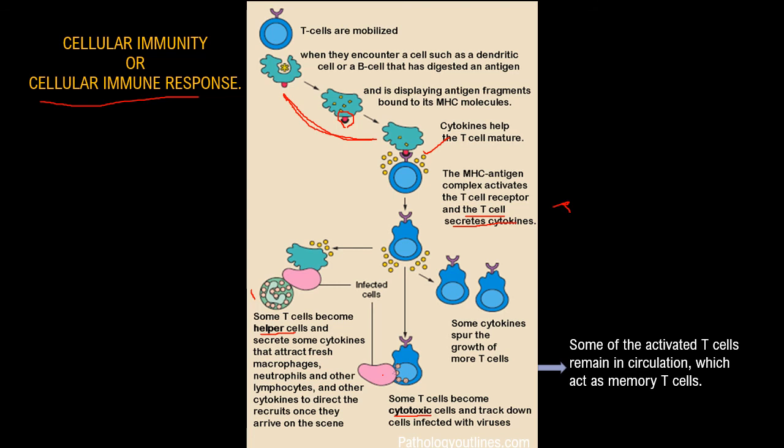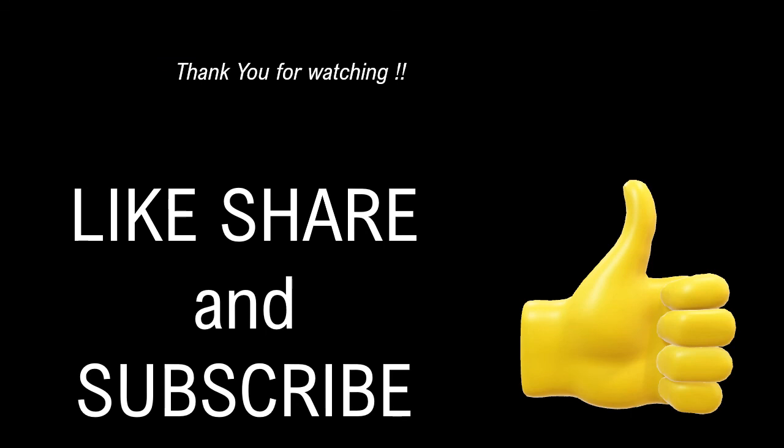When a T cell comes into the picture, you can memorize it like this: the T cell is working, so we call it cellular. In the case of B cells, there are antibodies which are secreted by the plasma cells, so that is known as humoral. Cellular is for T cells, and for antibodies or B cells we call it humoral. So this was about adaptive immune response.